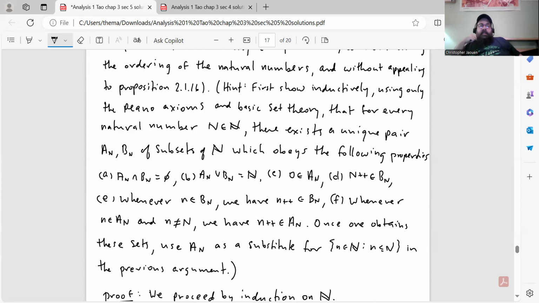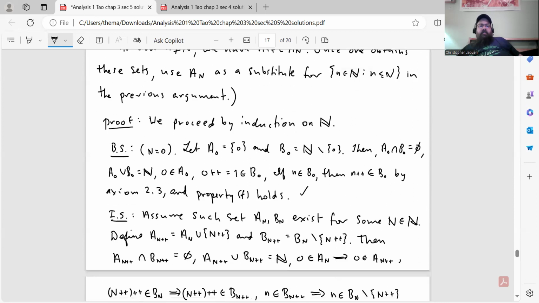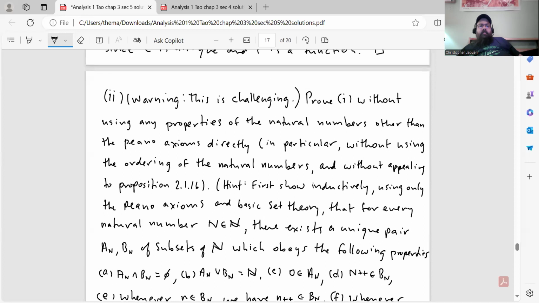Once one obtains these sets, use A_N as a substitute for the set {n in N : n ≤ N} in the previous argument. So like I said, I don't know why he gives this warning here.